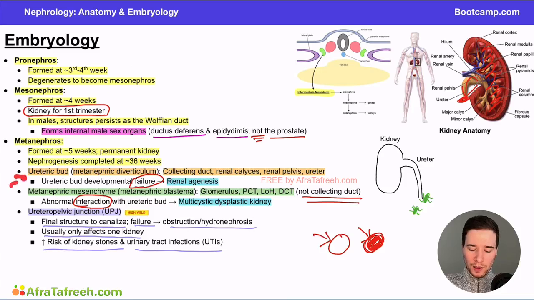If we have an abnormally developing ureteric bud that fails to develop, we can get renal agenesis. If we have an abnormal interaction between the ureteric bud and a metanephric blastoma, we can get something called multicystic dysplastic kidney. And finally, if we have a problem with the UPJ or uretero-pelvic junction, we can get lack of cannulization or an obstruction leading to hydronephrosis in the kidney. Usually only affects one side and increases the risk for UTIs and urinary kidney stones.